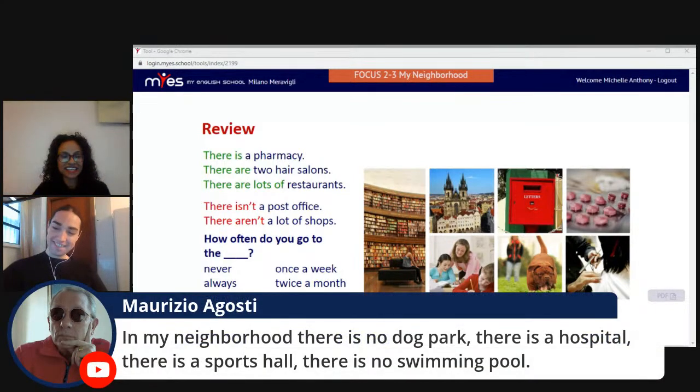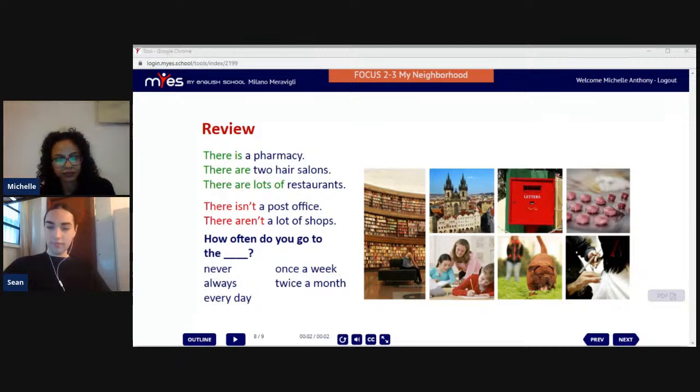Maurizio says that in his neighborhood there is no dog park, there is a hospital, there is a sports hall, and there is no swimming pool. So you could say there isn't a swimming pool, there isn't a dog park. Very good.